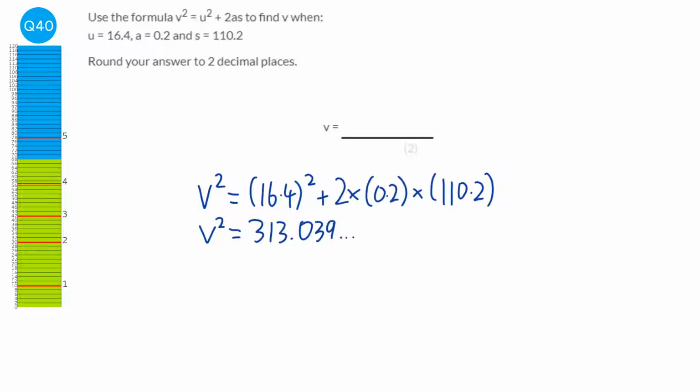313.039 blah blah blah. And what we're going to do is we're just going to quickly solve this by square rooting both sides, because it's v squared equals and we just want v equals. So v equals, and we're just going to square root that on the calculator, 17.692 blah blah blah. It says it wants it to 2 decimal places, so that's just going to be 17.69.